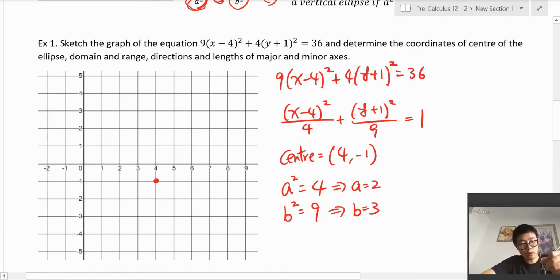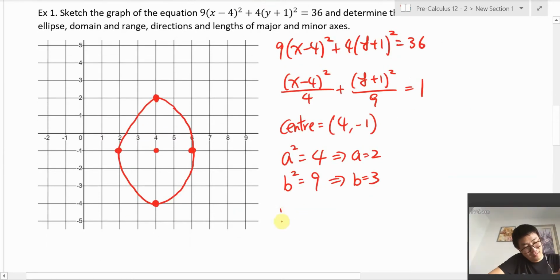That means we're going to go 2 units to the right from the center and 2 units to the left from the center, because a is 2 and that goes with x. We're going to go 3 units up from the center, 1, 2, 3, and then 3 units down from the center, 1, 2, 3. And there is our ellipse. Let's see if I can draw this nicely here. Respectable. This piece is not as good, but it's okay. It's not that bad. Approved by myself.